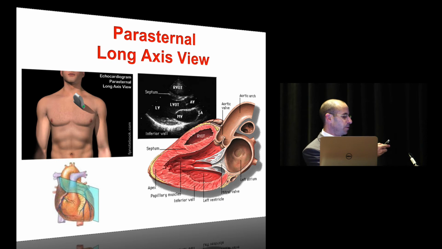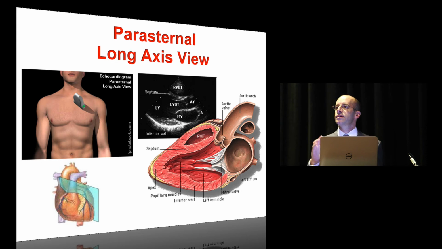So you basically put your probe in that direction just to the right of the sternum, and you create an image that's called the parasternal long axis. It allows you to see the LA, the mitral valve, some LV function, and most importantly, the left ventricular outflow tract and aortic valve.